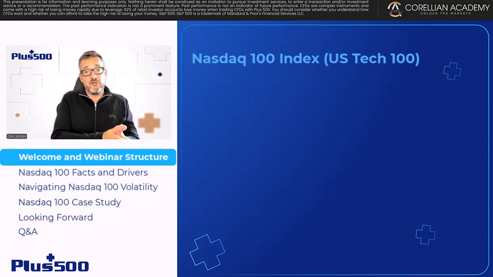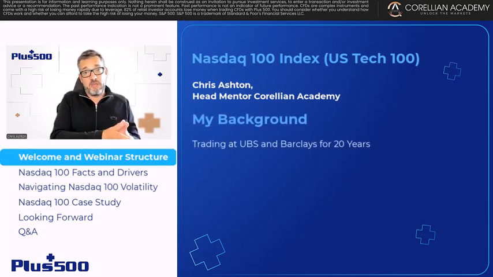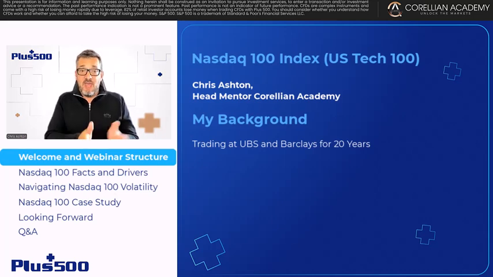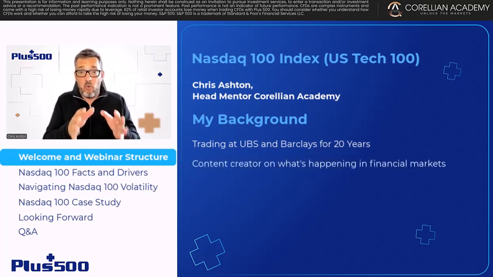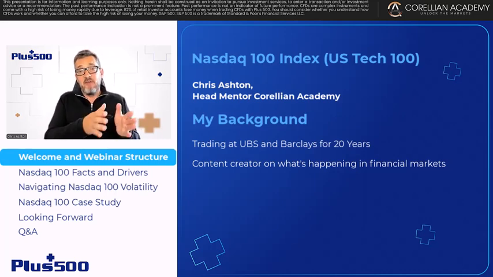Just a brief introduction on me for those that haven't seen me before. My name is Chris Ashton. I am the head mentor at the Corellian Academy. My background is in trading, where I worked at UBS and then Barclays for 20 years. And since leaving, I deliver content on what is happening in financial markets. And as you can imagine, technology stocks and the Nasdaq 100 index feature regularly in my daily commentaries.